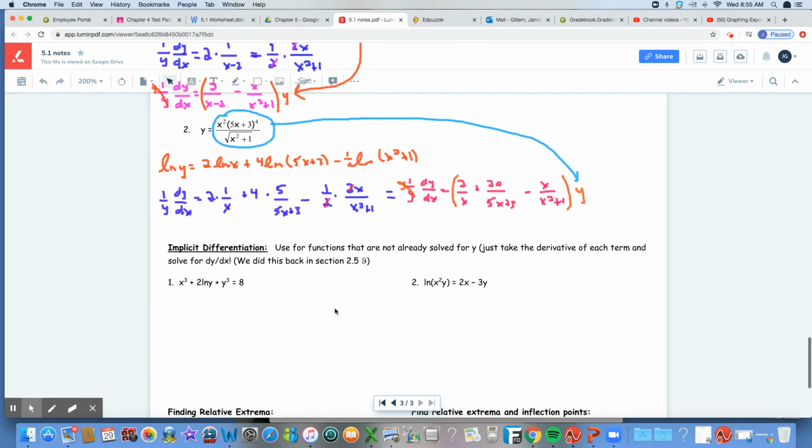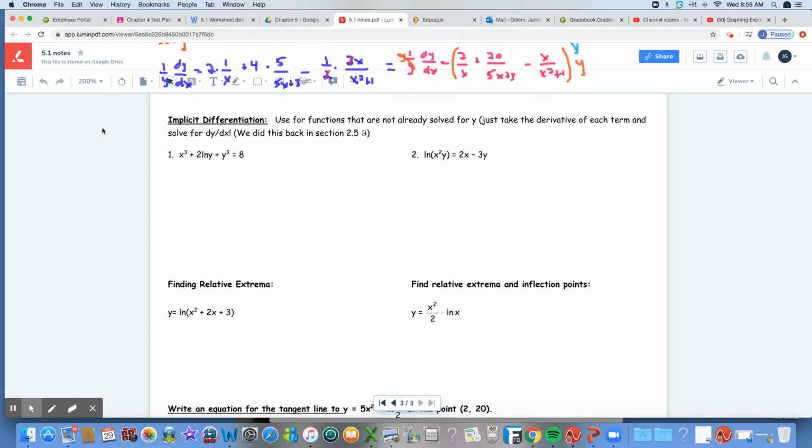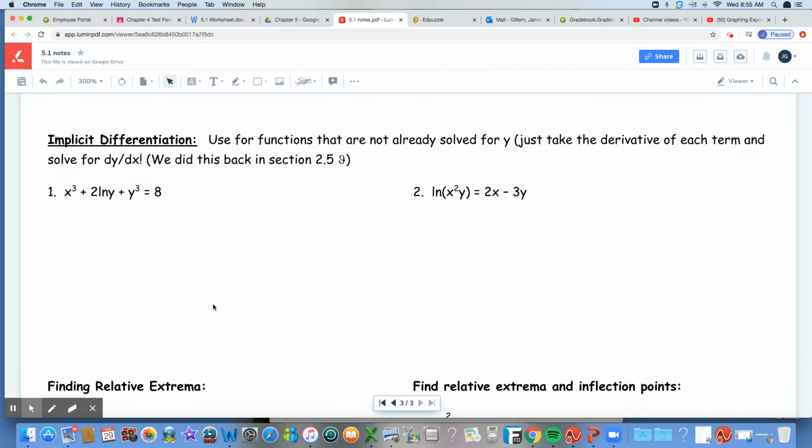All right, so last thing we're going to talk about is implicit differentiation, which we've actually already done before. It's just now we're doing it with natural logs. So implicit is when you're going to solve for y. This is where any place you see a y, we put a dy dx, and then we have to solve it back. It even says here, we did this back in section 2.5. So we're going to take the derivative of each term and then solve for dy dx.